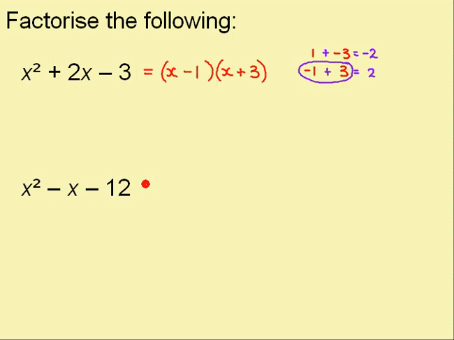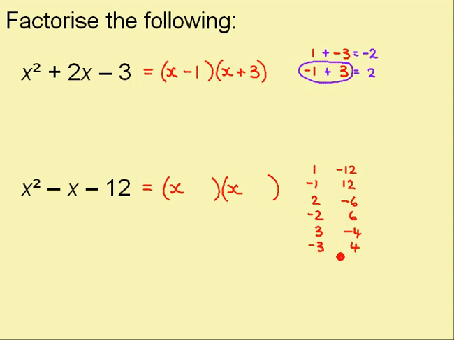So let's try this one now. Again, we've got two brackets, and we know we've got an x in each. We want two numbers that will multiply together to make minus 12. Remember, one of them needs to be a minus. So we could have 1 and minus 12, or minus 1 and 12, 2 and minus 6, or minus 2 and 6, 3 and minus 4, or minus 3 and 4.